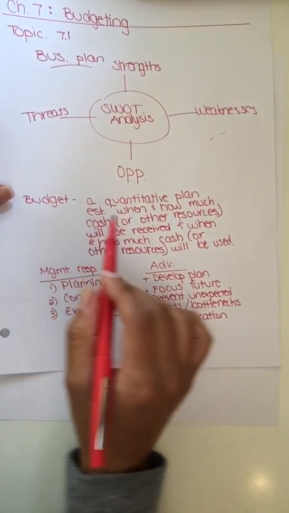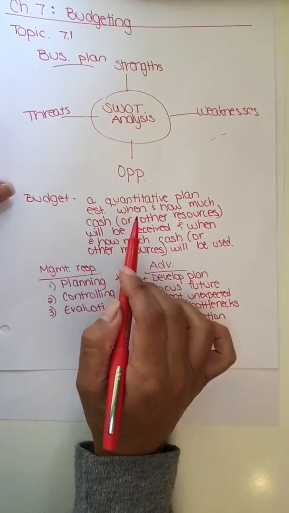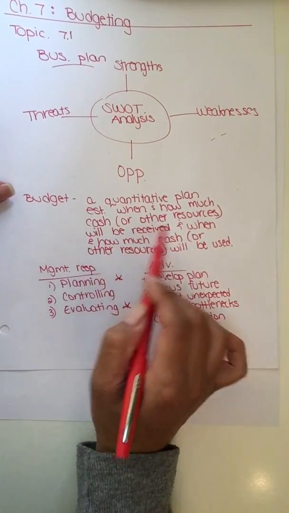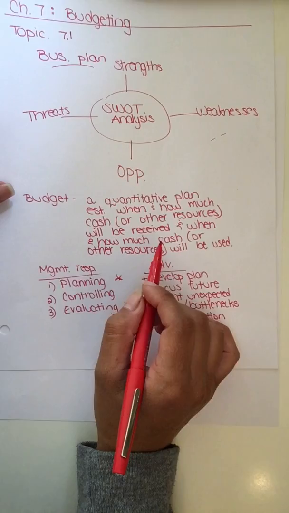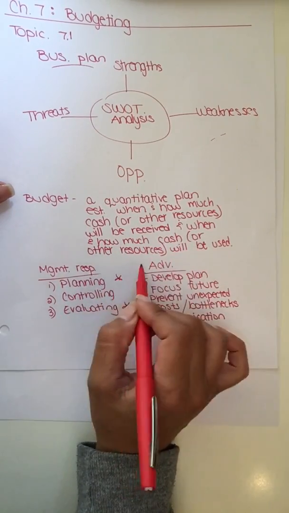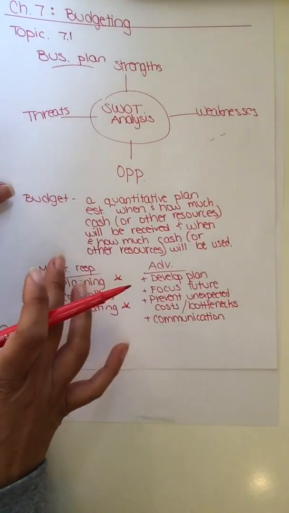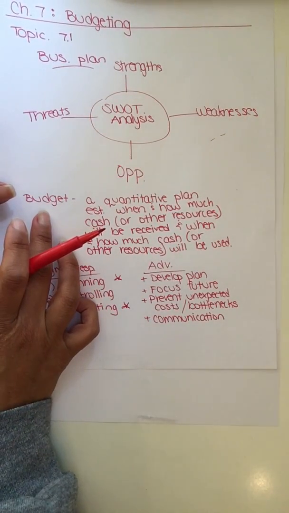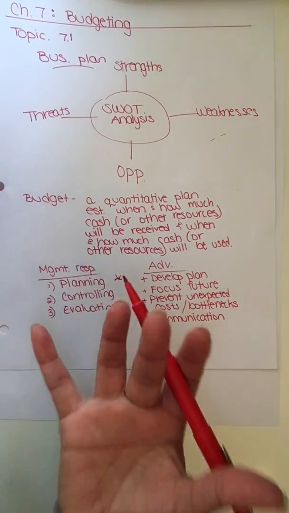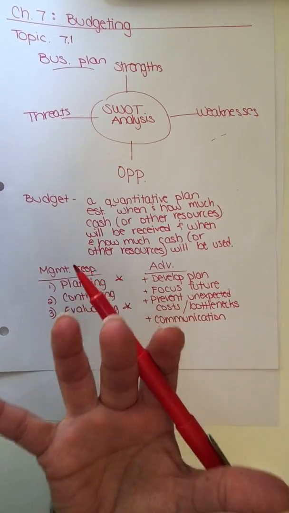So let's pick up where we left off yesterday. We talked about what a budget is. It's a quantitative plan estimating when and how much cash or other resources will be received and when and how much cash or other resources will be used. So that's a lot of items to be presented in a budget. And of course, a company with complex operations, they're going to have a complex budget.